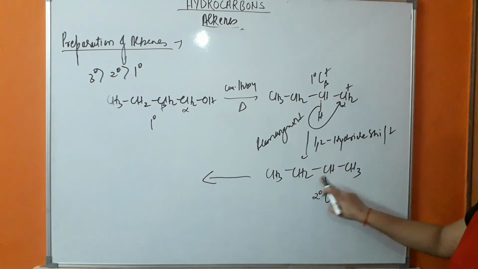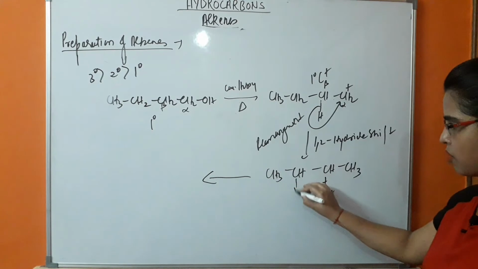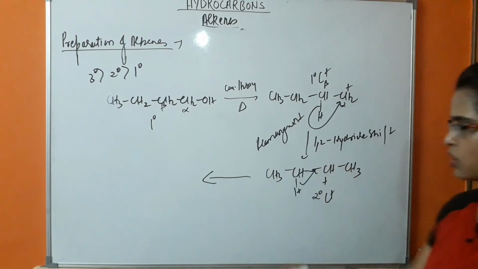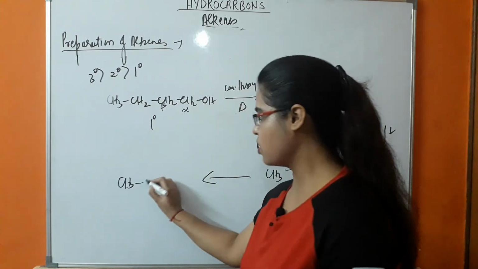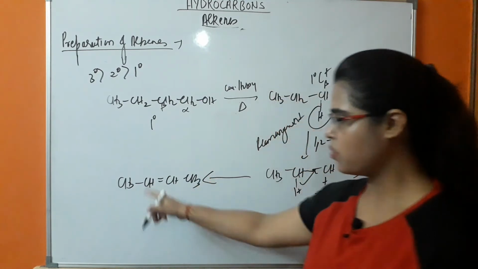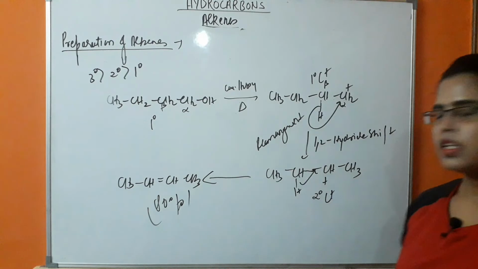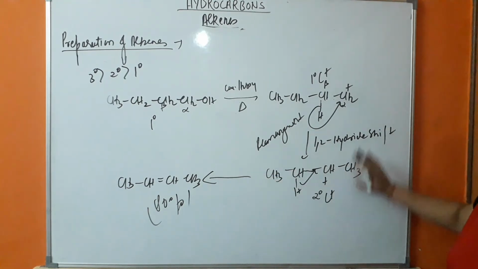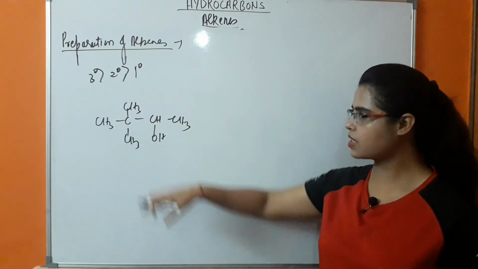This is the carbocation, this will be the beta position. So what will happen? The hydrogen of this carbon will donate its electron towards this position. So there will be formation of more substituted alkene, CH3, CH double bond CH, CH3. So the percentage of this will be 80%. This is happening because the stability of 1 degree carbocation is less than 2 degree.